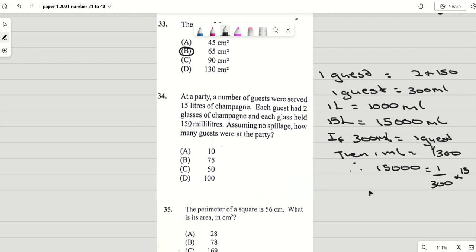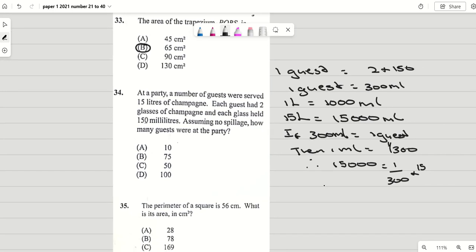Let's just go to the side. 15,000 here, all over 1. Cross out this: 3 could go into 3, 1, 3 could go into 15, 5, and then 0. So the answer is C, 50. For 34, the answer is 50 guests.